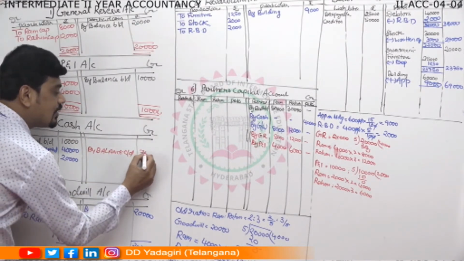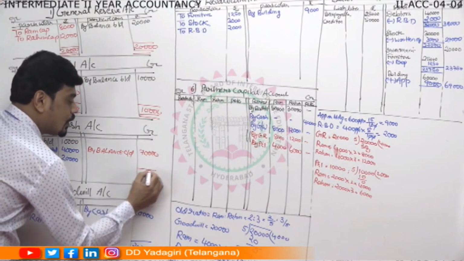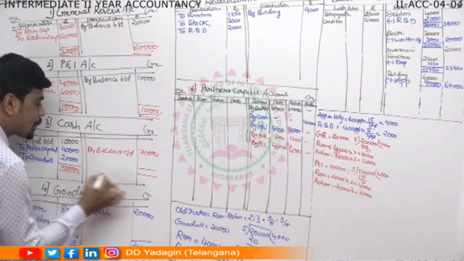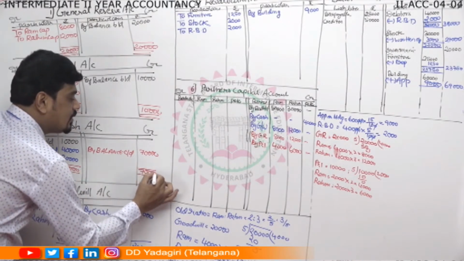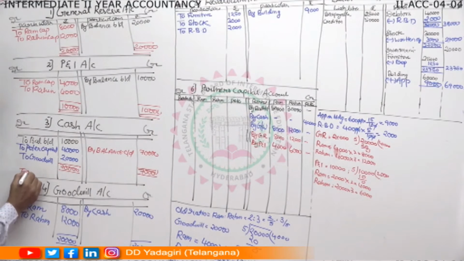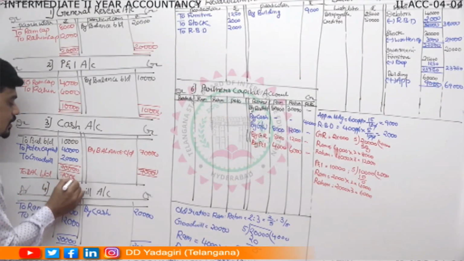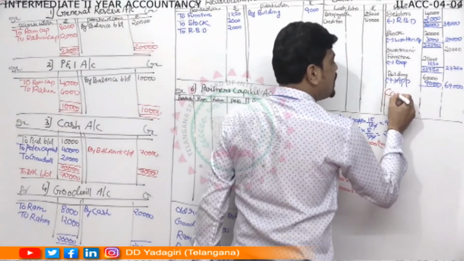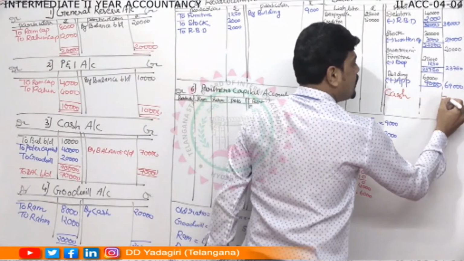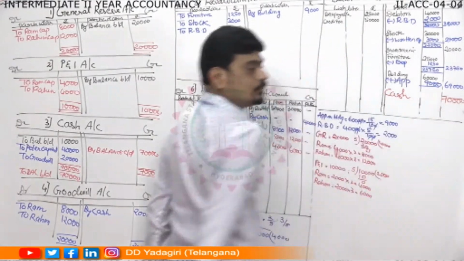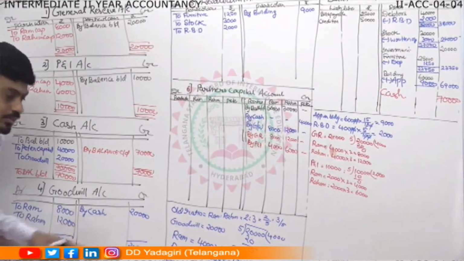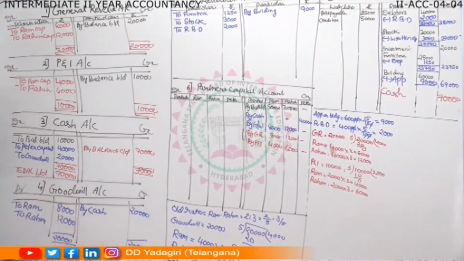We have 70,000. Now let us close cash account with 70,000. And this will bring down to balance brought down 70,000. This is the new cash. So cash in the balance sheet will put cash 70,000. Then goodwill. Goodwill is already balanced because it is distributed. So no need to worry.